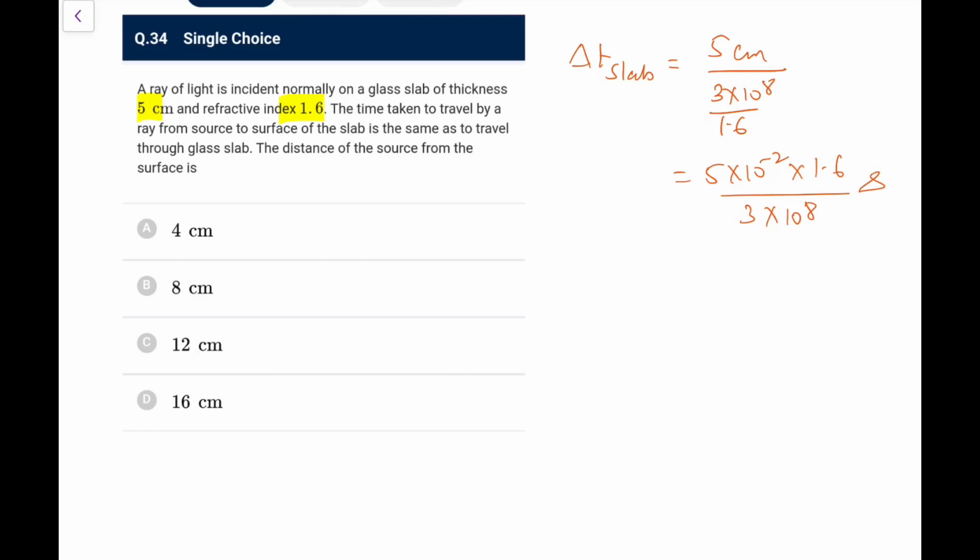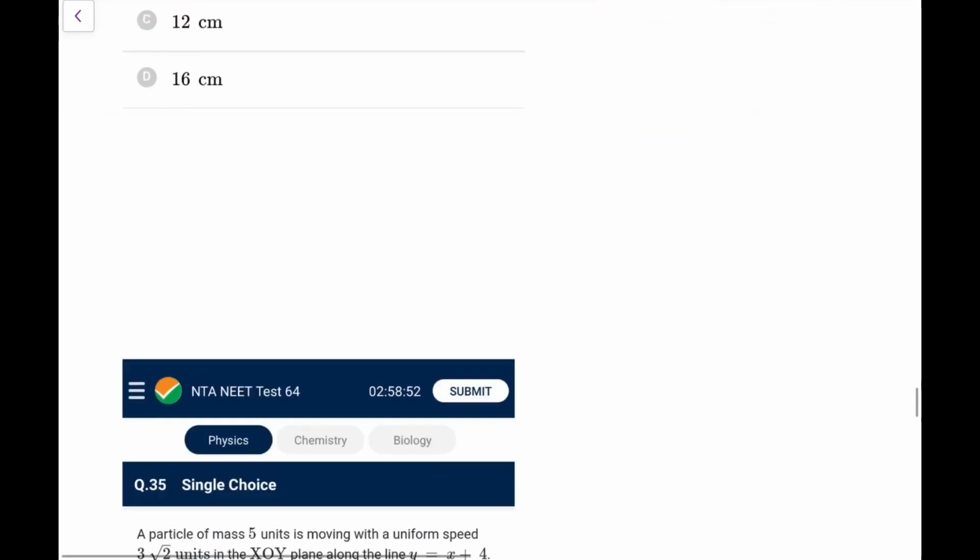This is the seconds required. This would be equal to d divided by the speed in air, which is 3 into 10 to the power 8. So cancelling it, what is d? 1.6 into 5, that is 8 into 10 to the power minus 2 meters in SI units, or 8 centimeters. We do not need to convert that, but we had converted, no issue, 8 centimeters would be the answer.